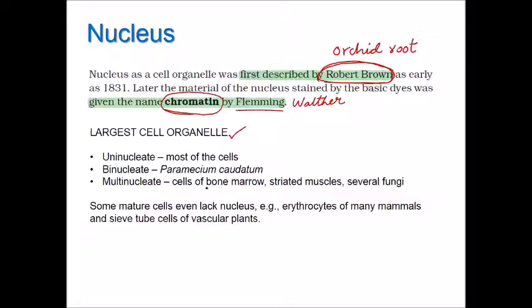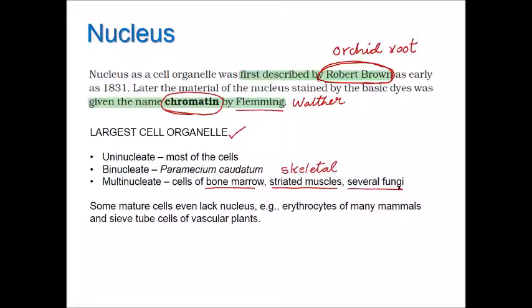For example, the cells of our bone marrow, striated muscles. So you've studied this in 9th standard, three types of muscles. Striated muscles are the skeletal muscles. So skeletal muscles are multinucleated, they have so many nuclei. Another one is most of the fungi. So several fungi and several algae also have more than one nucleus. So these three points are important. Examples of binucleate and multinucleate organisms.